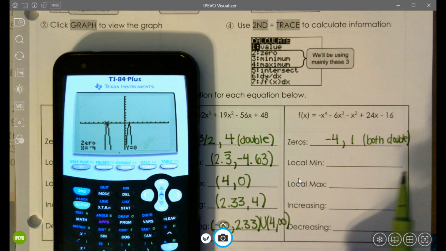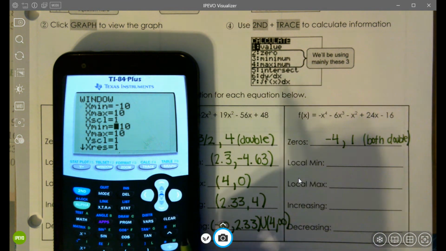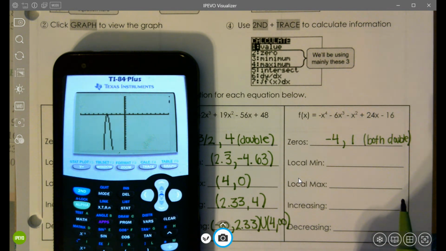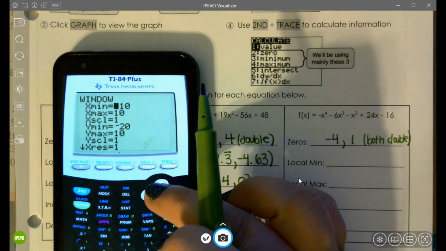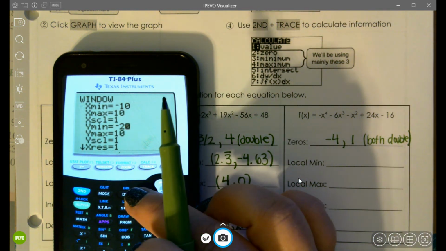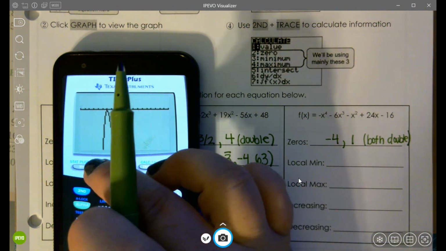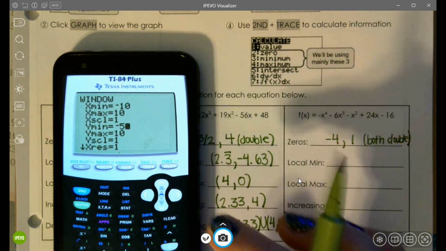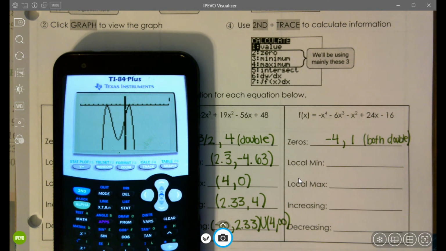So what I'm going to do is go to Window, go down to my y minimum, and instead of negative 10, I'm going to pick something lower, like negative 20. And I'm still just barely missing this middle part right here. So that means I need to go even lower. Well, still missing it, so I'm going to go even lower, except this time I'm getting really fed up with it. I'm just going to skip to negative 50. Now I can see the whole thing.